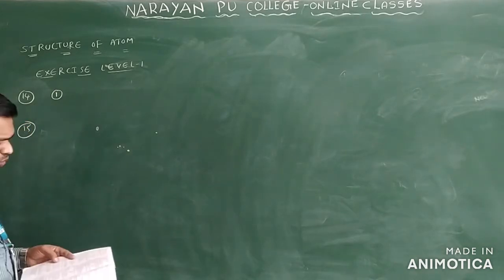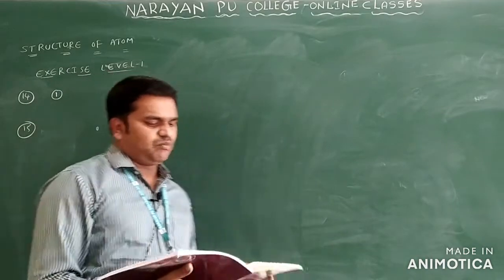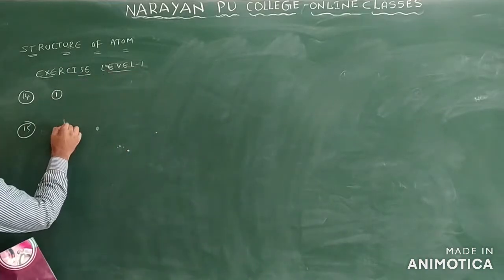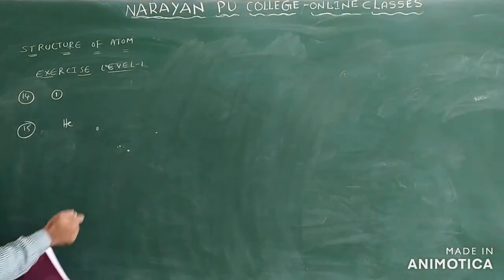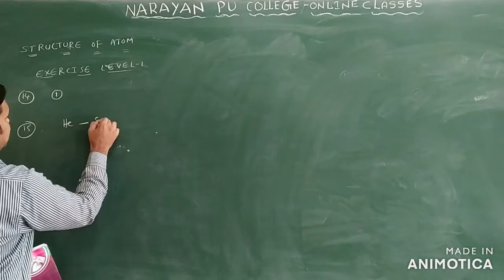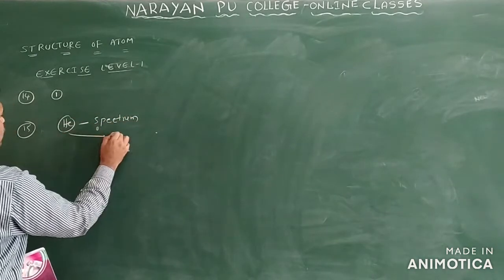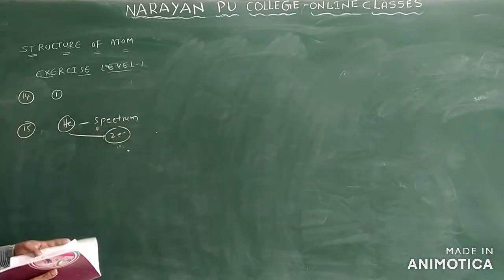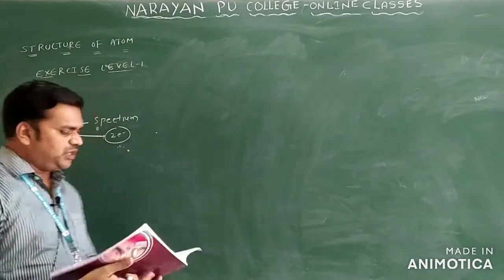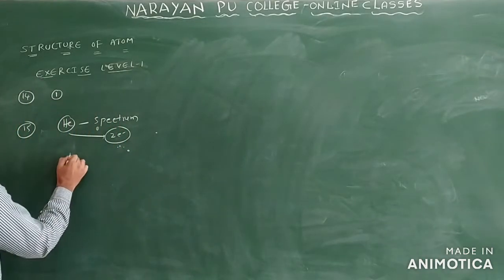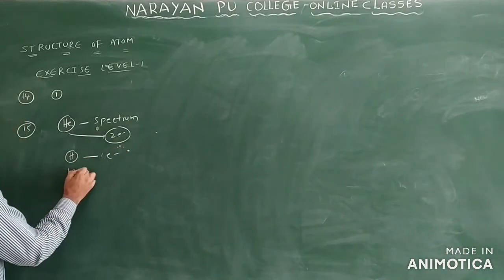See the next question, question number 15: The spectrum of He is expected to be similar to the spectrum of which one? If we take He, how many electrons do we have? Two electrons. So among the options, the one with 2 electrons will have a similar spectrum. The first one is hydrogen. You know hydrogen has only 1 electron.